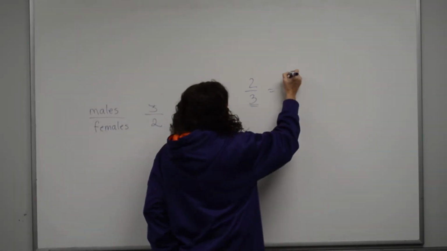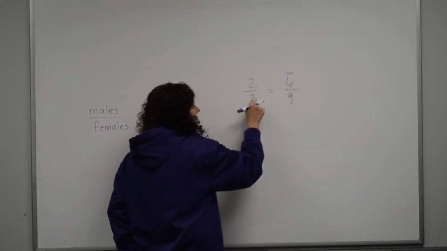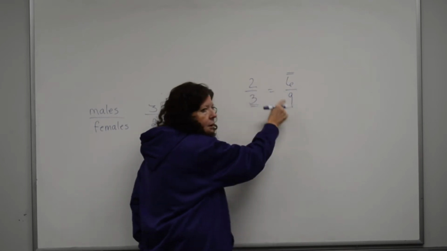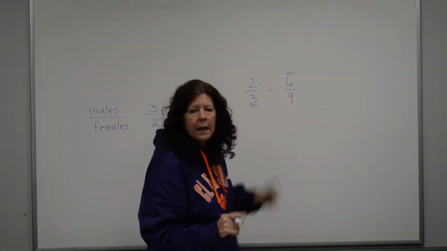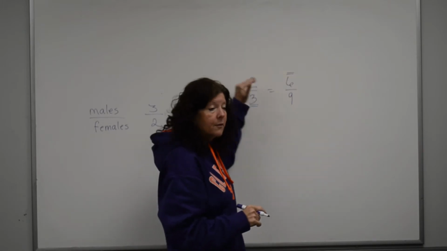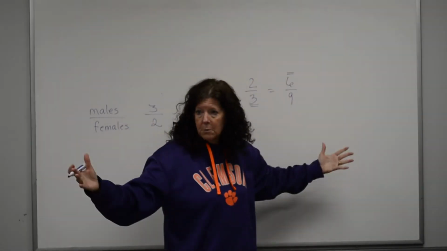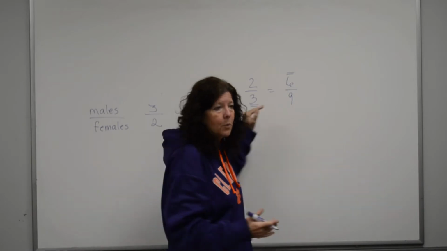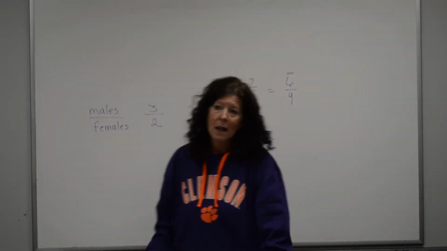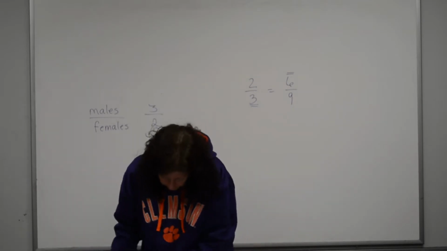Those two positions, here and here, are called the means. These two positions out here are called the extremes. If you were going down the line, the first and the last are your extremes. Should make sense to you. The ones in the middle are called your means, or kind of like the averages, if you will.